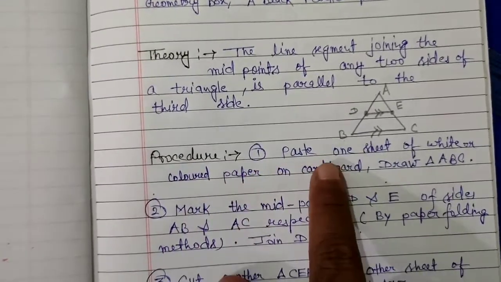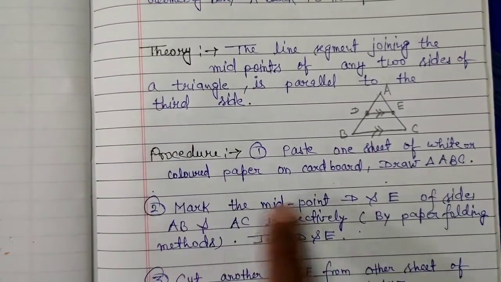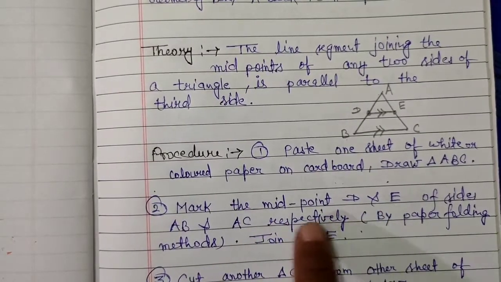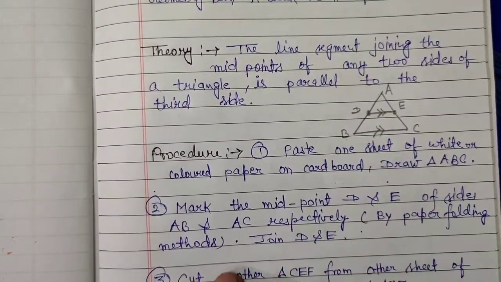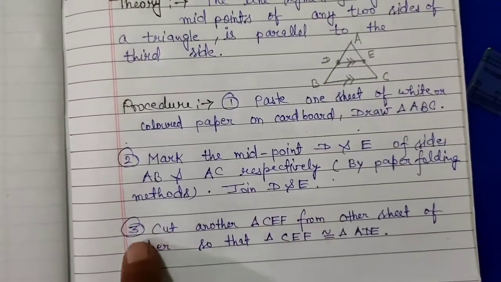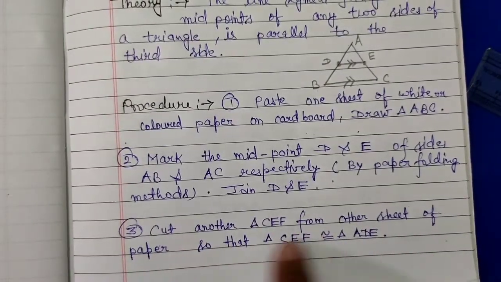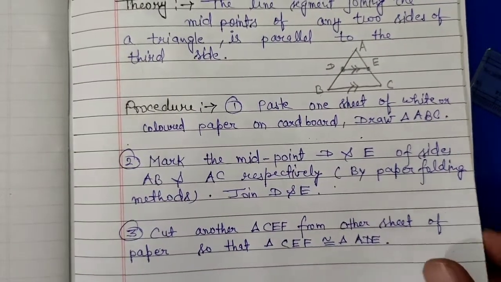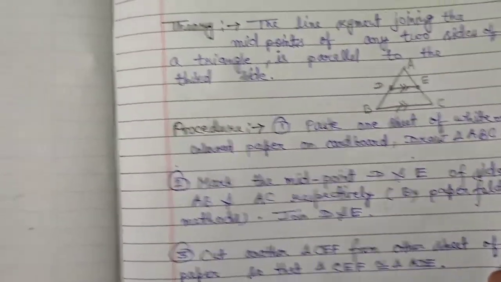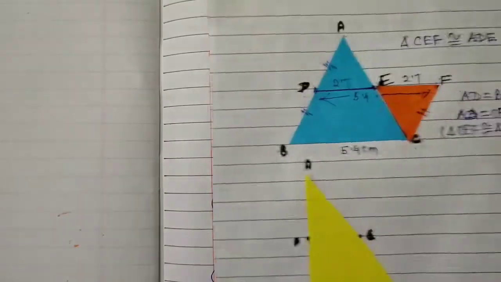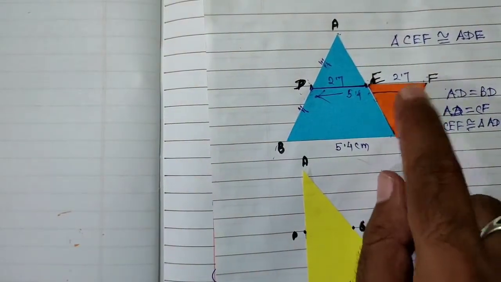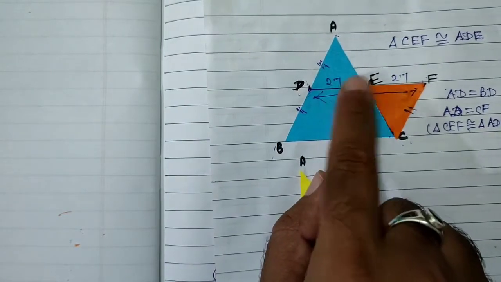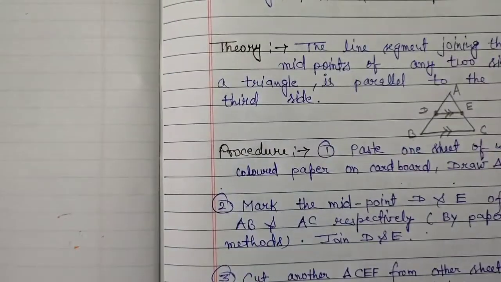Now procedure we have discussed. Find midpoints by paper folding method. Okay, now cut another CEF triangle. That is another activity which you have to make another CEF triangle from other colored sheet, as I have shown you here. This triangle and this must be congruent to this. And now how you will make these two congruent, that you have to think.